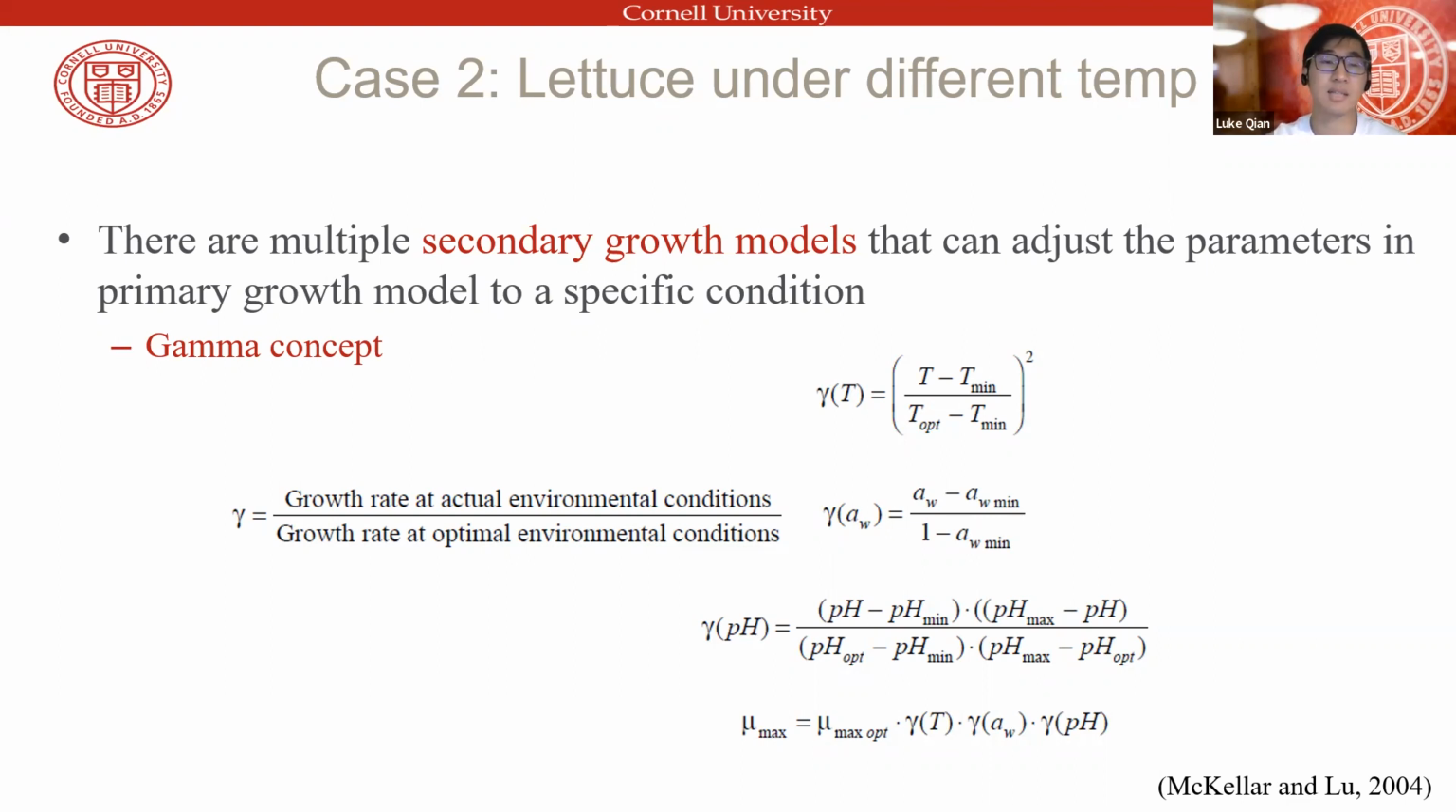This gamma term can be calculated like this, and we can calculate the gamma term for different factors such as temperature, water activity, and pH, and then multiply them together with the growth rate at optimum condition. So here we can obtain the growth rate at the actual condition. This is just one example of secondary growth models. And again, in the next section, we'll show how you can evaluate different secondary growth models and how you can select which one to use.